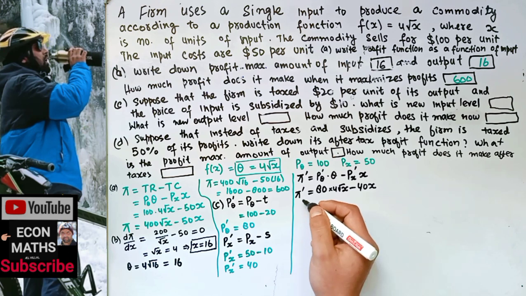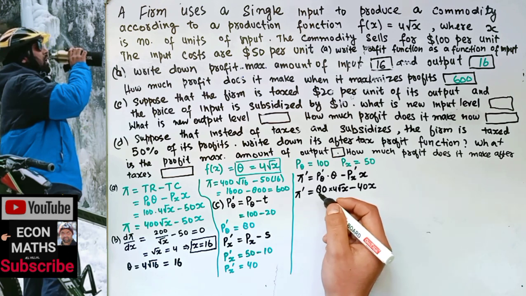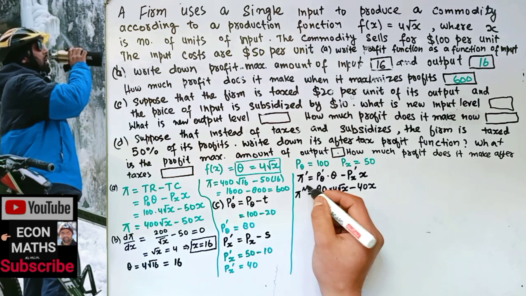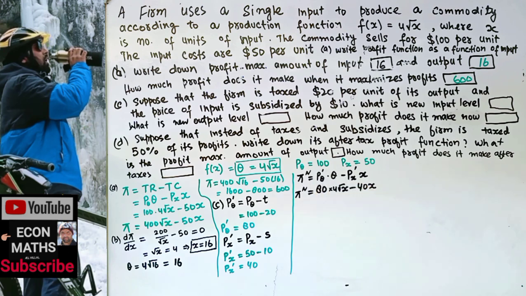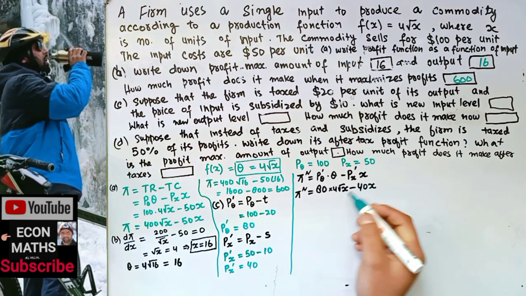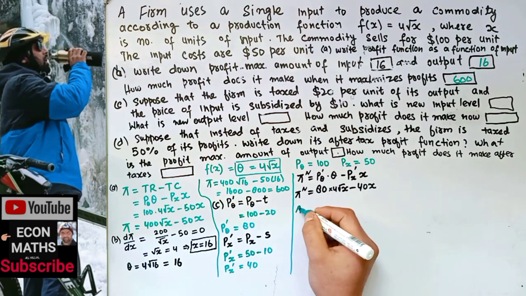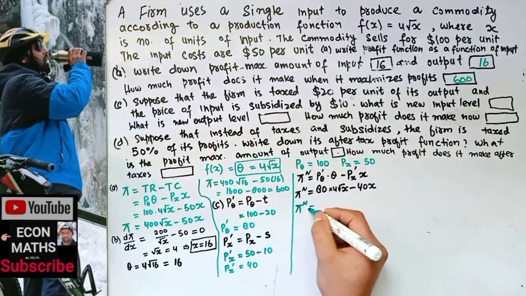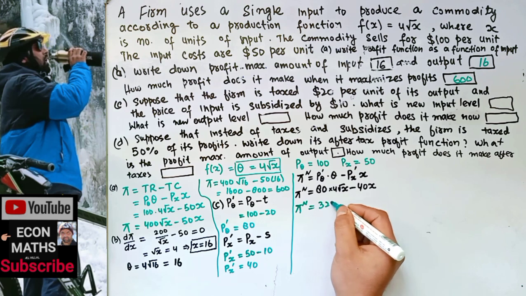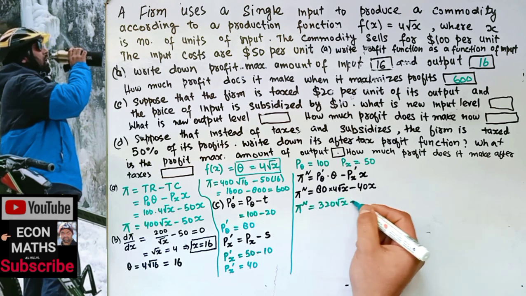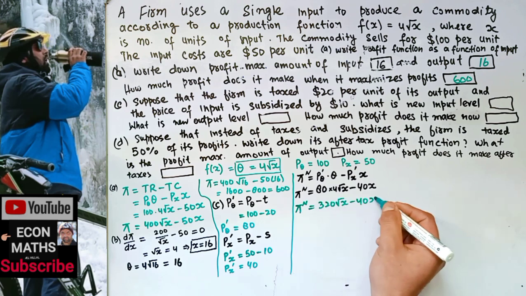Let us denote it by pi n, otherwise it will get confused with the differentiation. So the new profit function will be pi n equal to 80 times 4, which is 320 under root X, minus 40 X.